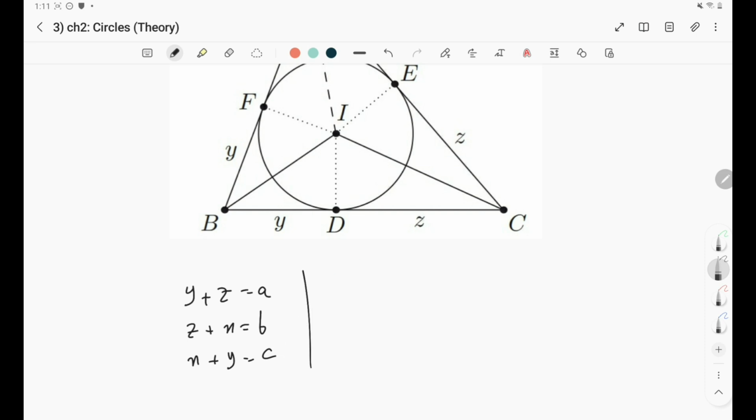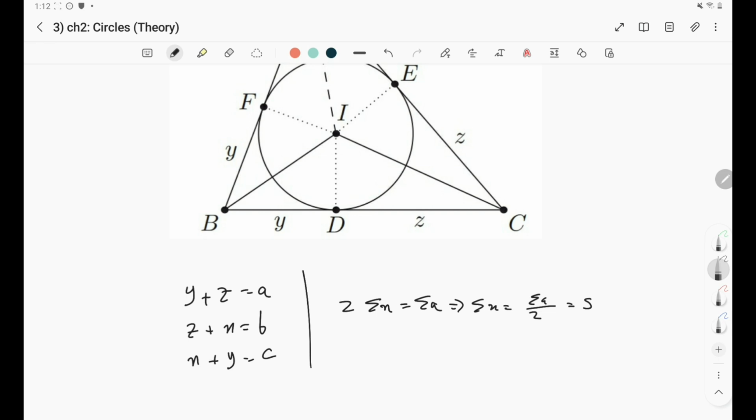So first of all, add all of them if you want. If you add all of them, you get that 2 sigma x, the whole sum, x plus y plus z, is equal to sigma a. So that means sigma x is equal to sigma a over 2. Usually this thing we call the semi-perimeter, right? This thing is the perimeter, this thing is half of the perimeter. So usually we call it the semi-perimeter.